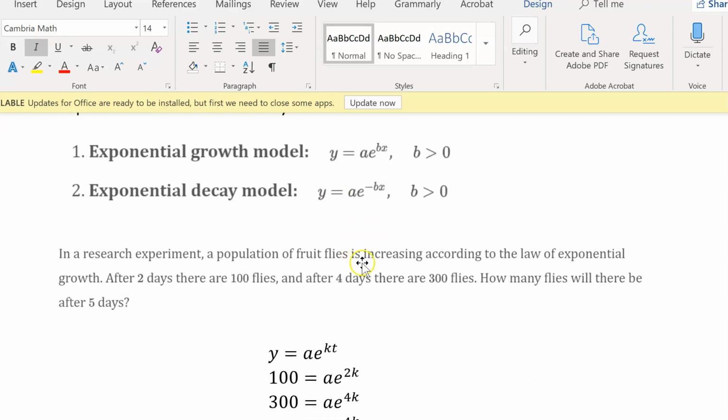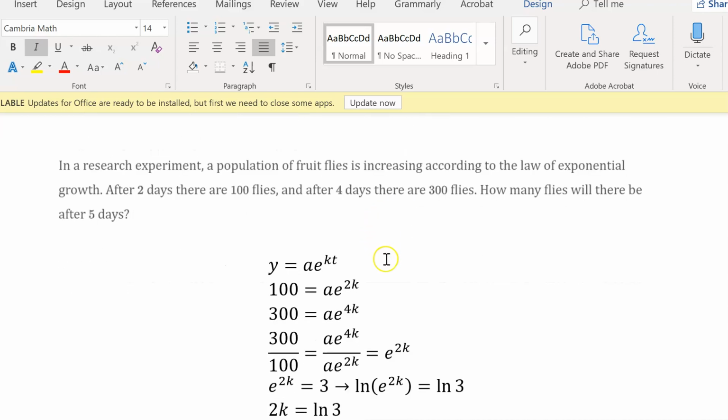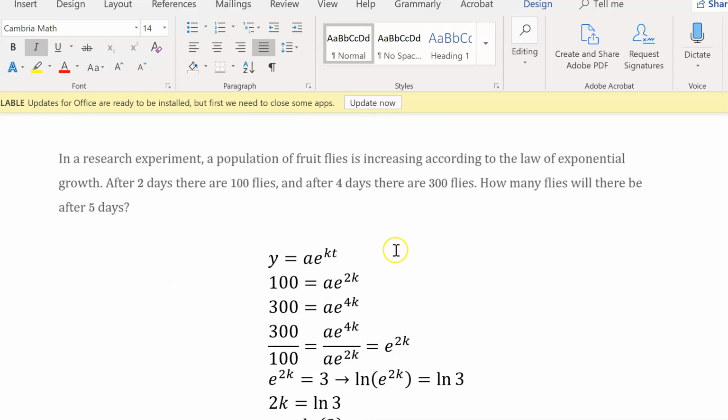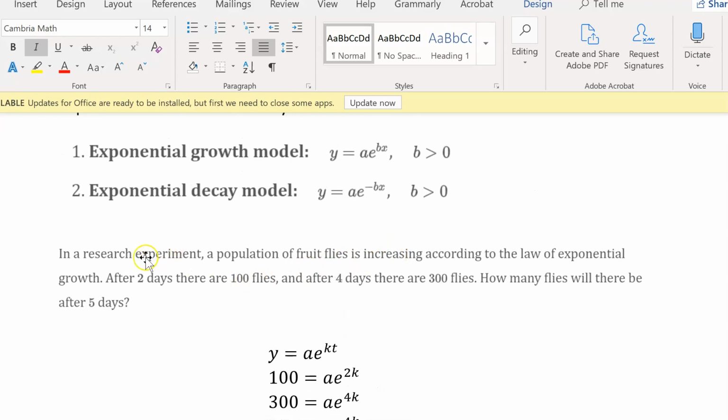So let's do a problem. This is a kind of challenging problem, but I think the book really wants this as a starting problem. So let's do it, okay? In a research experiment, a population of fruit flies is increasing according to the laws of exponential growth. After 2 days, there are 100 flies, and after 4 days, there are 300 flies. How many flies will there be after 5 days?